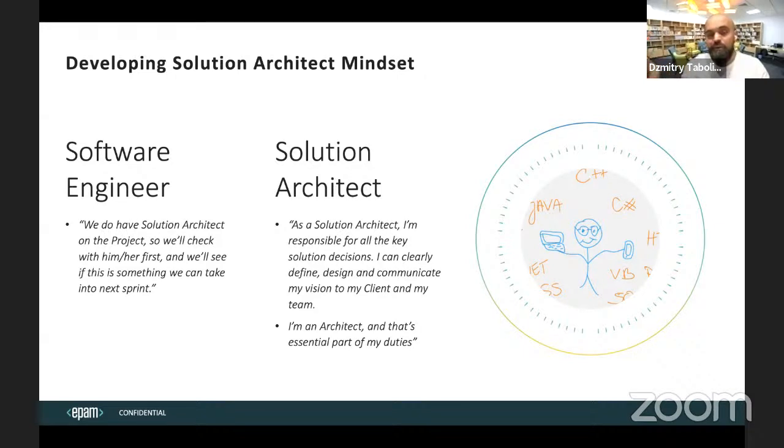Because the solution architecture role, from my perspective, is all about the decisions you make and also the responsibility you take, right? Because making a decision is not enough. You have to be responsible for those decisions.